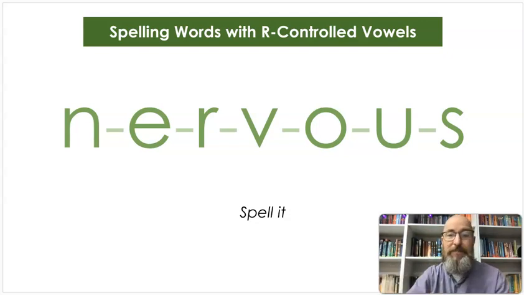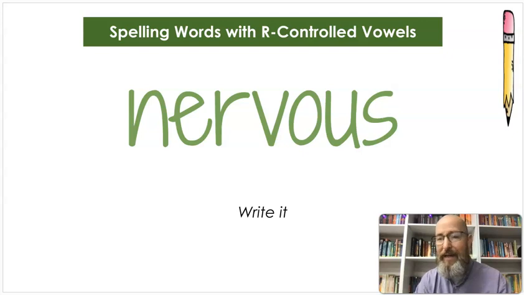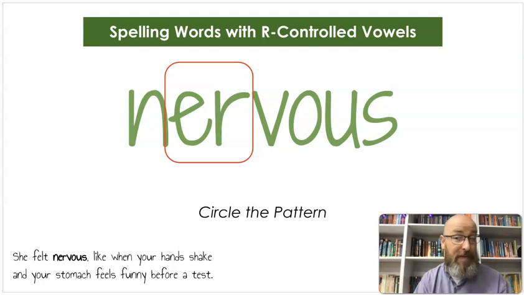N-E-R-V-O-U-S. Nervous. And let's write it. N-E-R-V-O-U-S. The same R-controlled vowel, E-R again. What sound does it make? That's correct. Good job. She felt nervous, like when your hands shake and your stomach feels funny before a test.